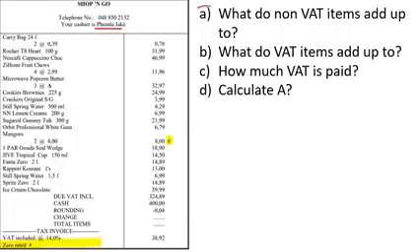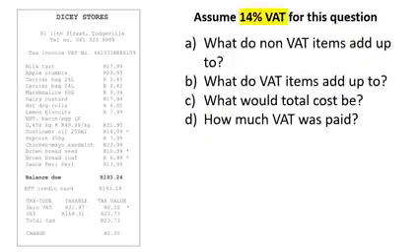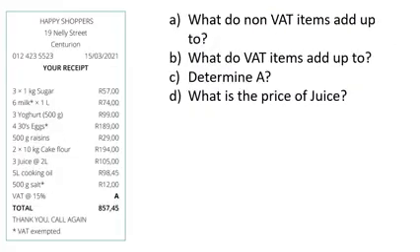Let's quickly go have a look. The first question says, what do the non-VAT items add up to? So non-VAT is only this one over here, and so that's going to be 8 Rand. Now you see this till slip doesn't show it like the previous one did, but all till slips are different. That's why I'm going to show you quite a few examples in this lesson, so you can learn a little bit from each one.